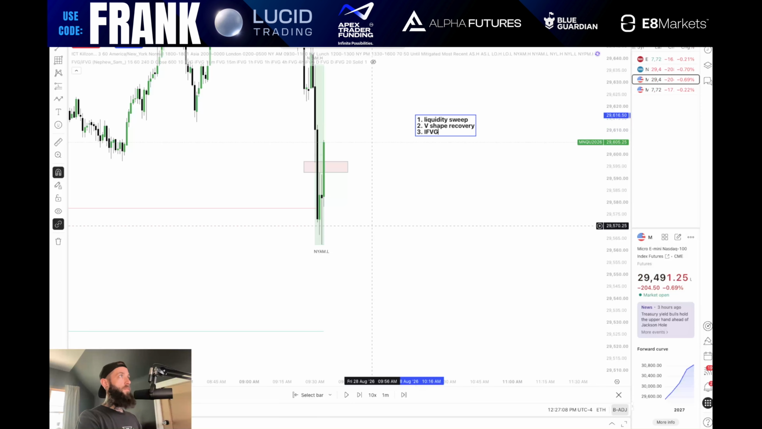Number 3, we have an inverse to the upside. Now this is a 1 minute inverse. Sometimes I use 30-second inverses, 1 minute inverses, 2 minute, 3 minute, 5 minute, but typically a 1 minute inverse is going to give you a great balance of a good entry and strong confirmation.